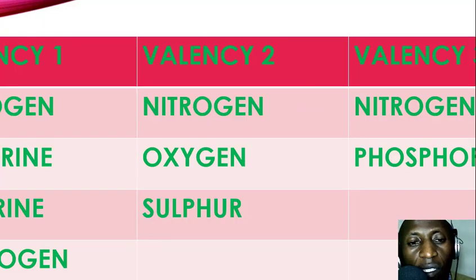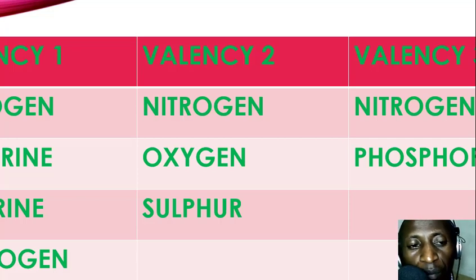Let us look at the valencies of nonmetals. This is important because metals and nonmetals usually react in forming the ionic compounds, and so we need to know in what ratio the two react.